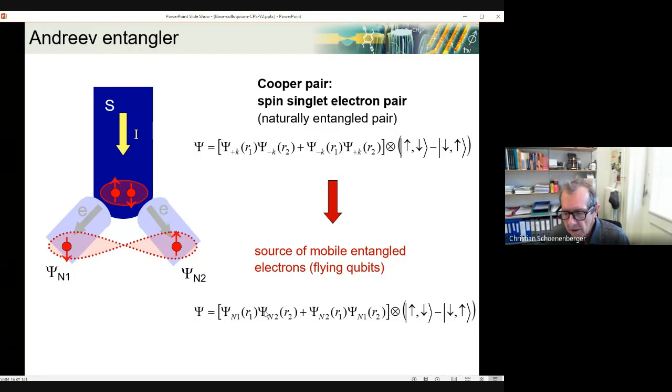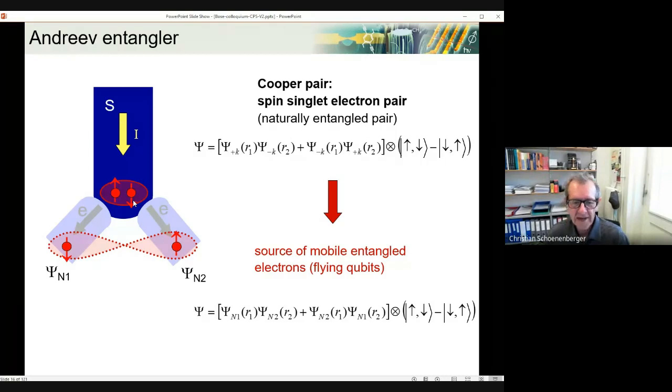This is the orbital wave function, symmetric, and the spin is a spin singlet term. So in this way, you would generate two flying qubits, two electron spins, which are correlated in a spin singlet way. Now the question is, how can you achieve this? In principle, how good can you do this? How can you do it at all?